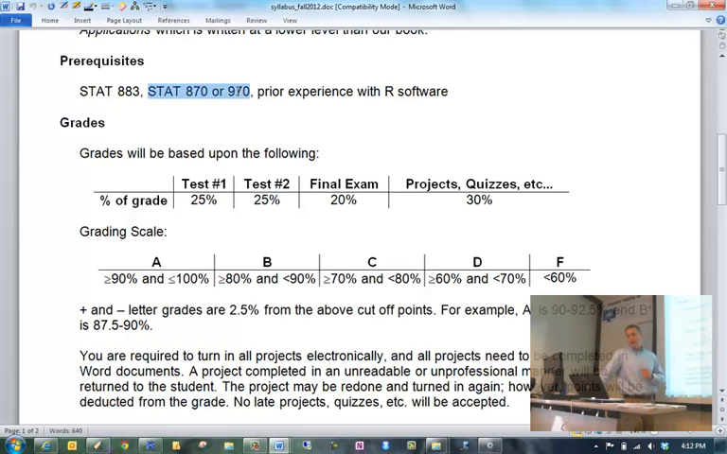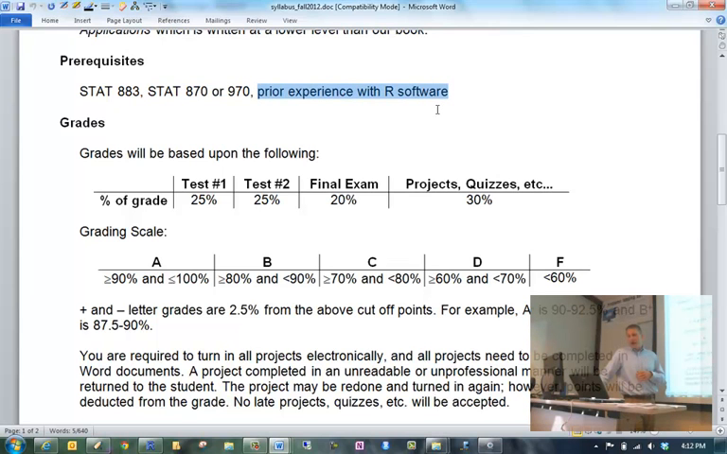Also, you need to have some background in regression analysis, preferably Stat 970, but 870 will work too. We're not going to really get into much regression until Chapter 6. That's more towards the end of the course, so stay tuned for that.